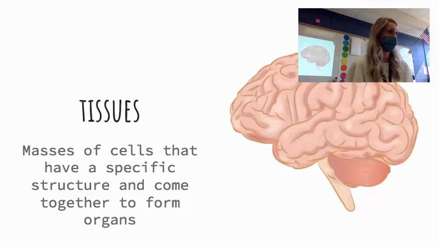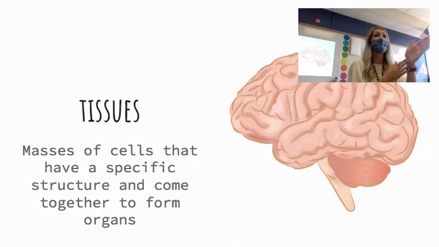So like a brain is an organ. Yes. And it's made out of tissue. Yes. And tissue is made out of? Cells. You're getting it all together. Okay. We've got to move on.